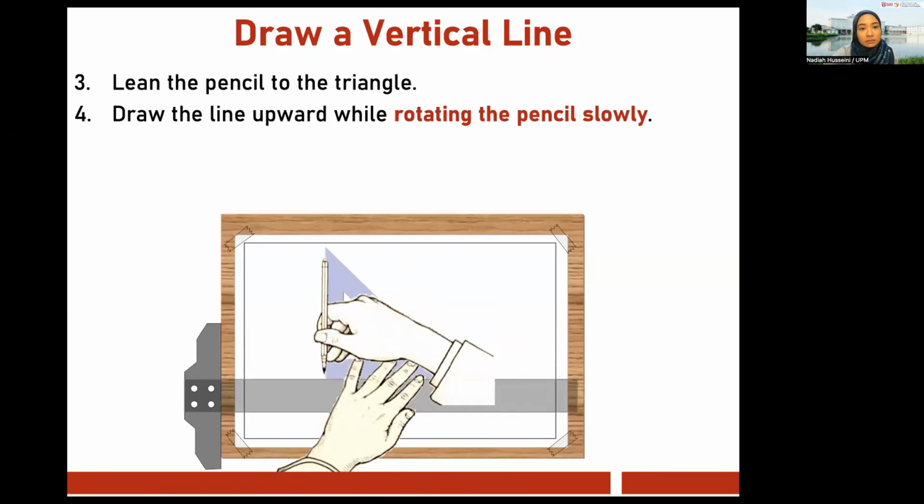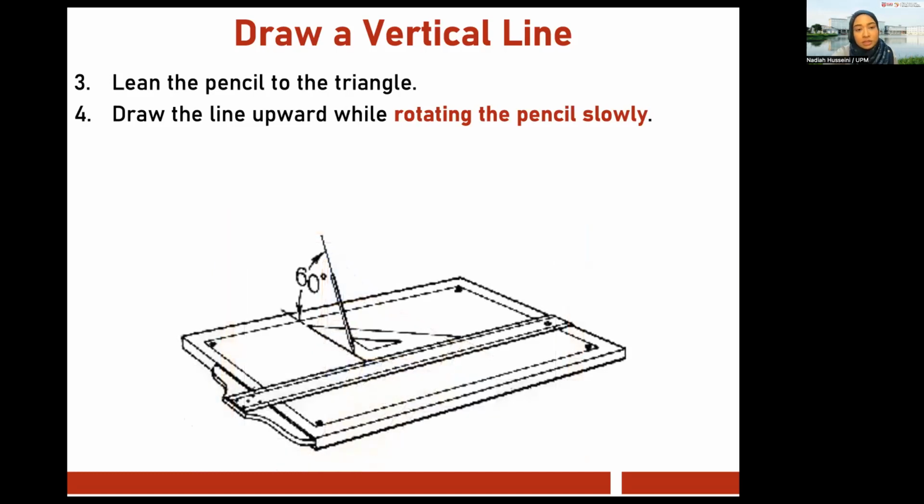Lean the pencil to the triangle. Draw the line upward while rotating the pencil slowly. Again, 60 degrees. Sebab kita tak nak ada gap. We don't want any space between the triangle and also the pencil lead.